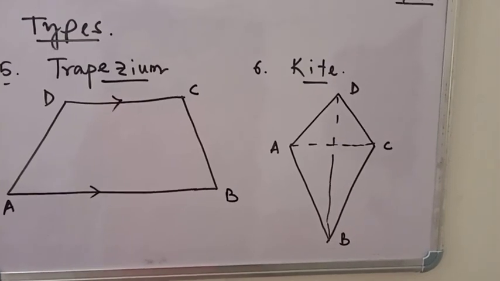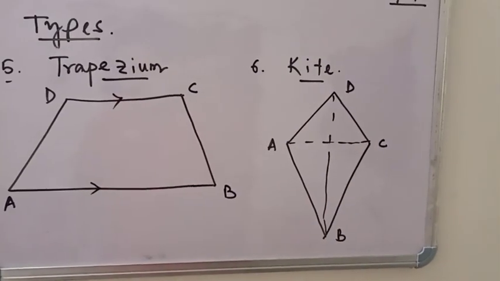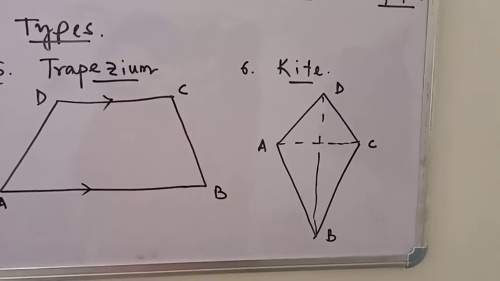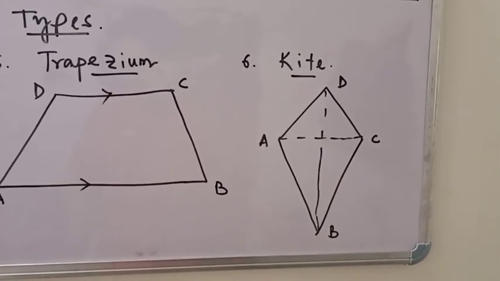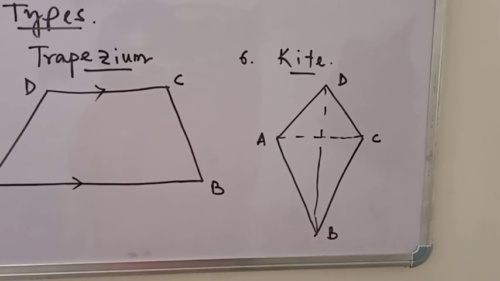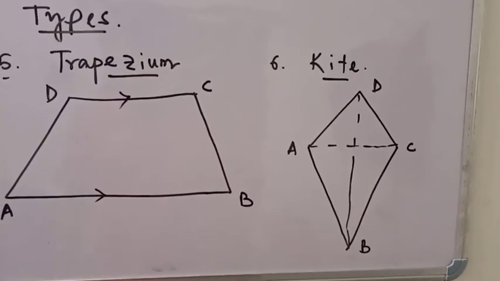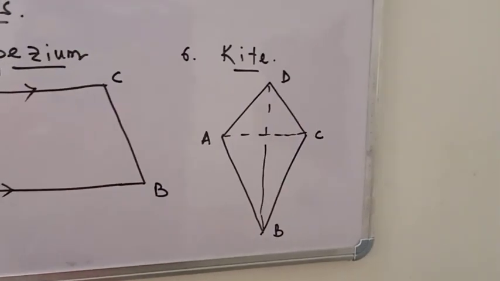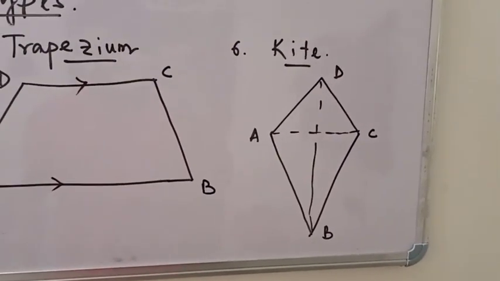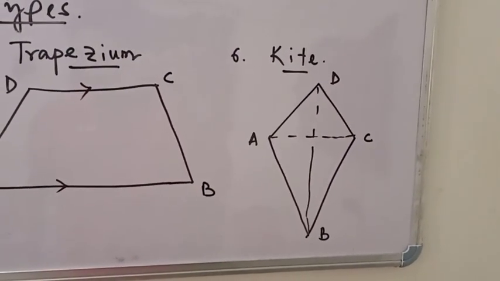AD and BC are oblique sides. If the oblique sides of a trapezium are equal, then it is called an isosceles trapezium. That means if AD equals BC, then we can say this is an isosceles trapezium.